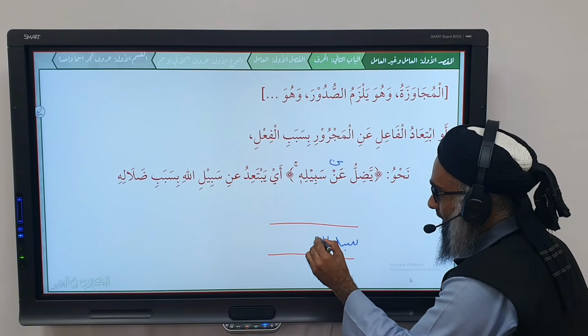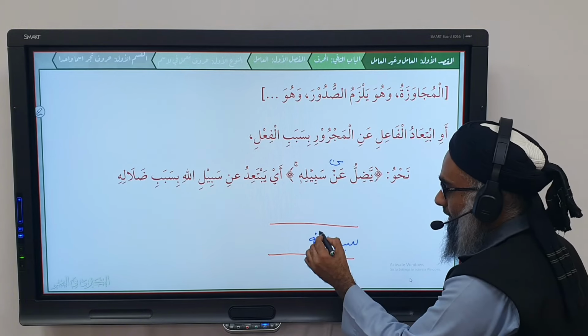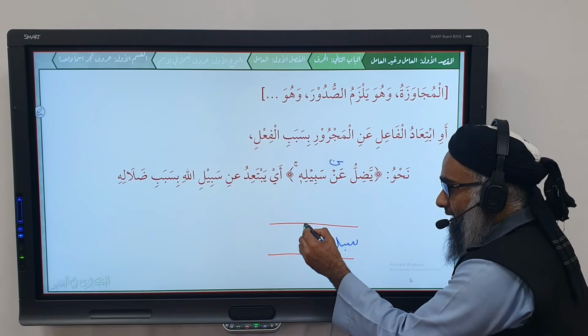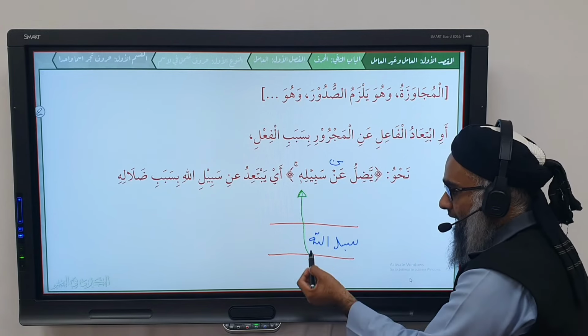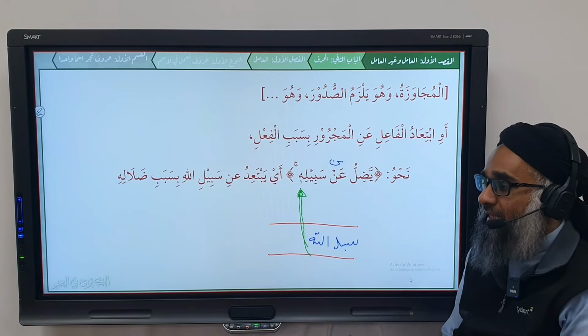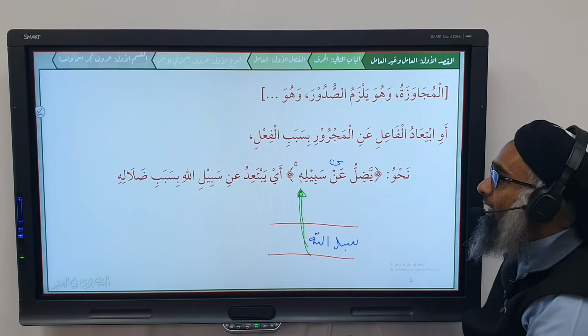سبيل الله. So يضل عنه would mean he's now going away from. So he's on the path and he leaves the path. He goes away from the path. Yes. So it means يبتعد عن سبيل الله.